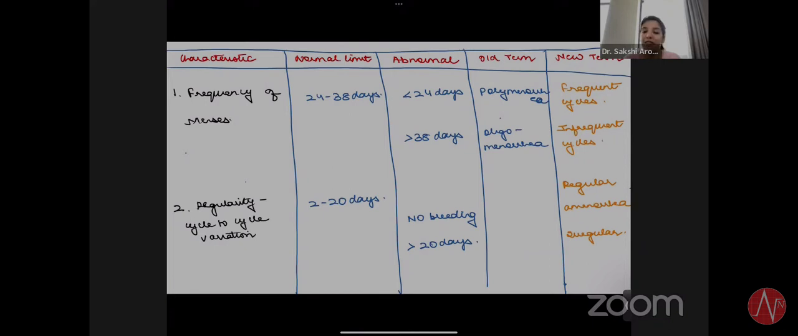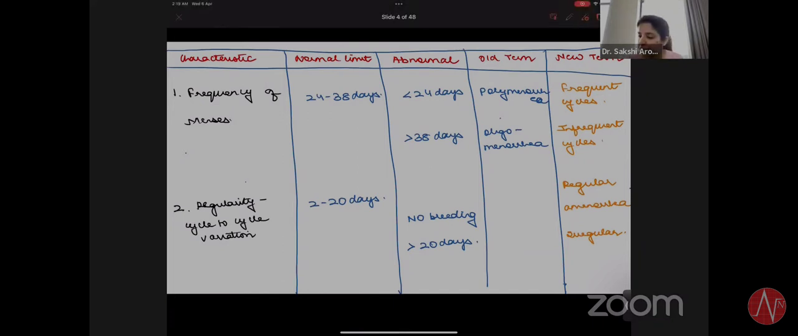पहले हम कहते थे 21 to 35 days. वो 21 to 35 days अब चला गया है. अब कुछ भी नहीं है 21 to 35 days. Now we say that the normal length, frequency of cycle का मतलब length of the cycle. So now the length of the cycle is 24 to 38 days.